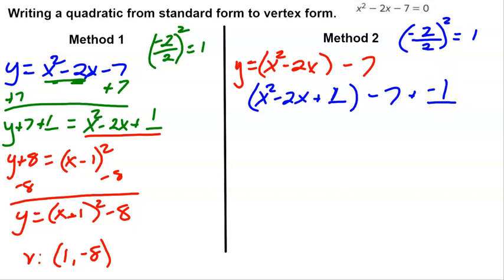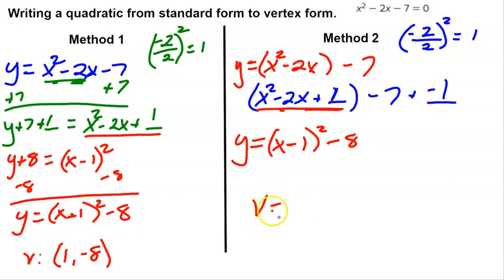And now I have everything I need to write my equation, which would be y equals, write this as a perfect square, a binomial squared, which would be x minus 1 squared, and then negative 7 plus a negative 1 is a negative 8. And I have the same equation with the vertex still being at 1, negative 8. That is how you can write a quadratic from standard form to vertex form.